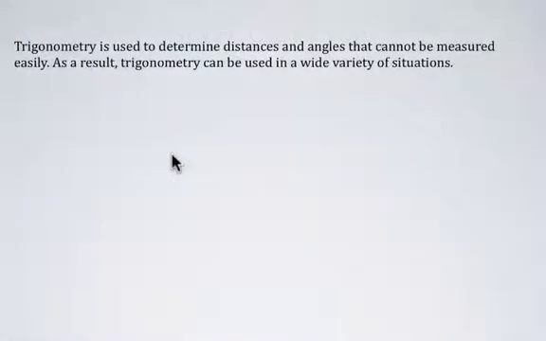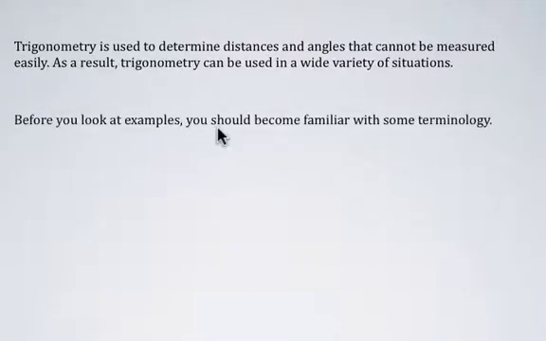Trigonometry is used to determine distances and angles that cannot be measured easily. As a result, trigonometry can be used in a wide variety of situations, such as surveying. We're going to look at a couple of examples, but first, we should become familiar with some terminology.